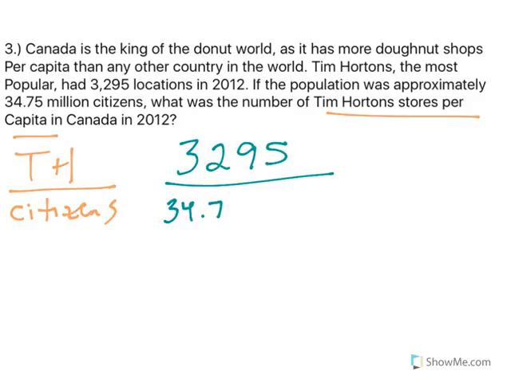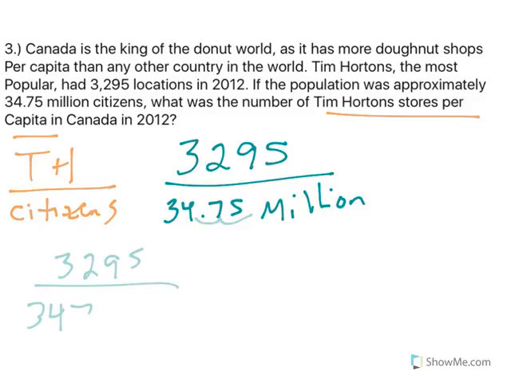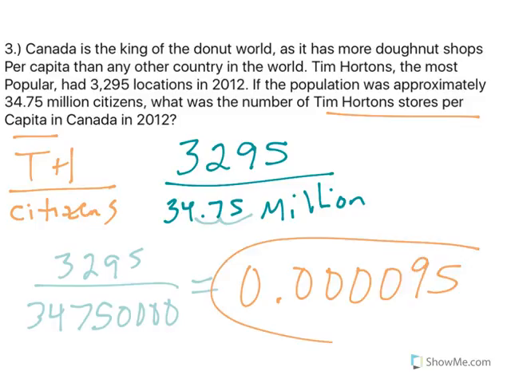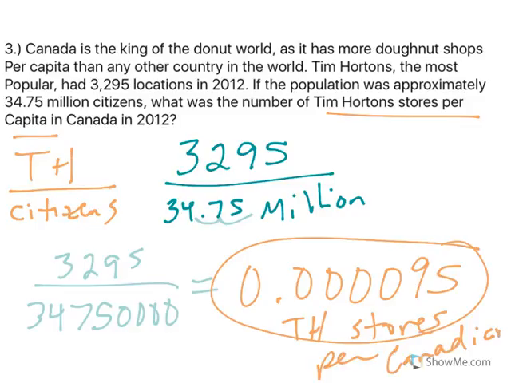How many people did we have? Well, 34.75 million. Remember, million is 6 decimal places, so I could change this. I'm going to go 6 decimal places. So 1, 2, 3, 4, 5, 6. And when I divide those, I end up with 0.0000095. So this is how many Tim Hortons stores per Canadian citizen, right? Very, very, very small. And that's per capita.